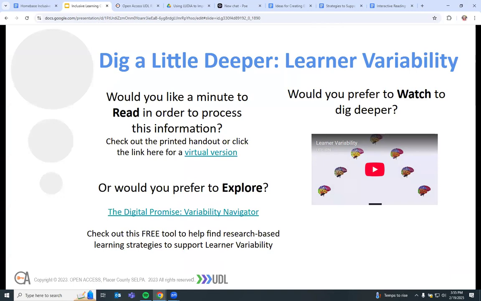We've given you a lot of information about learner variability today, so there's not really time for exploration before the end of this, but hopefully you'll have some time on your own to dig in. We have something to read, something to watch, and something to explore.